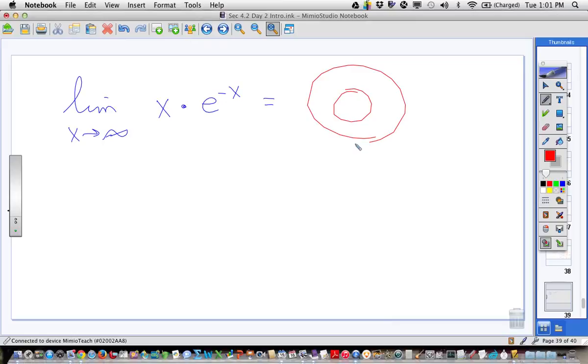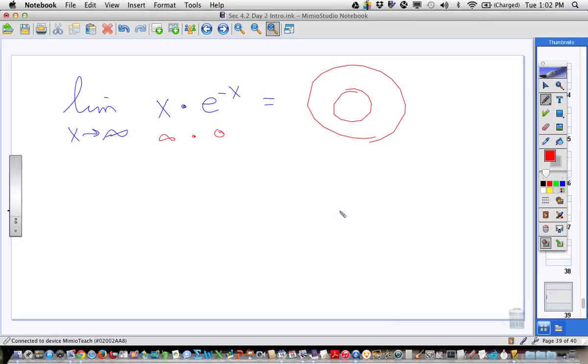Right? It is 0. But what's happening? X is getting big, so this is going to infinity. If x gets big, since it's a negative power, it's actually going to get small. So this is an infinity times 0 situation. And we've talked about exponentials, how they change faster than powers. So the 0 is going to win.